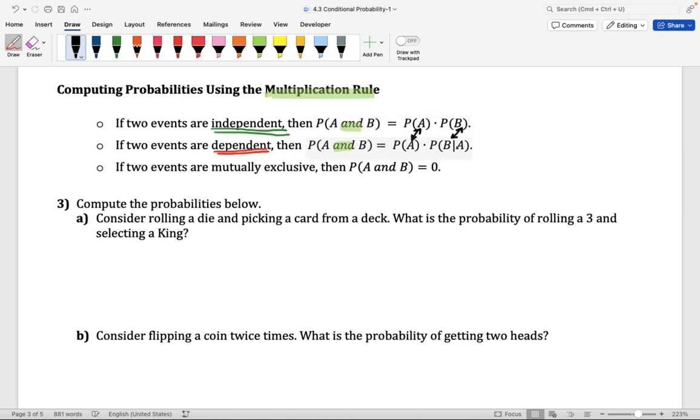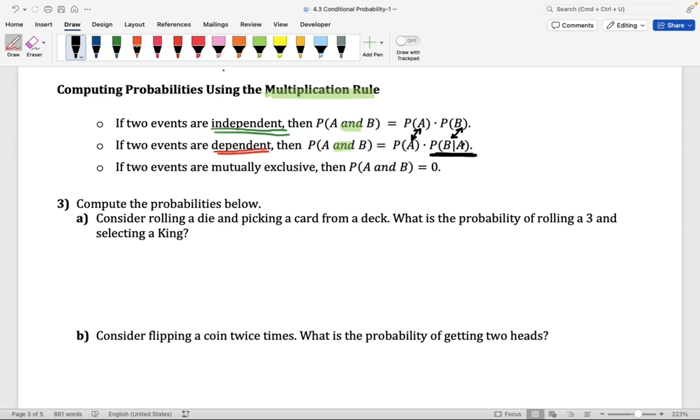Now, when the events are dependent, when we calculate the probability of B, we're saying, remember that A has happened. So here we have the probability of B given A has occurred. We're going to see how those probabilities play out in different scenarios. For now, just make a note to yourselves. If I know that the two events are independent, then I'm going to use the probability of A times the probability of B. If I know that the events are dependent, then I'm going to use the probability of A times the probability of B given A.